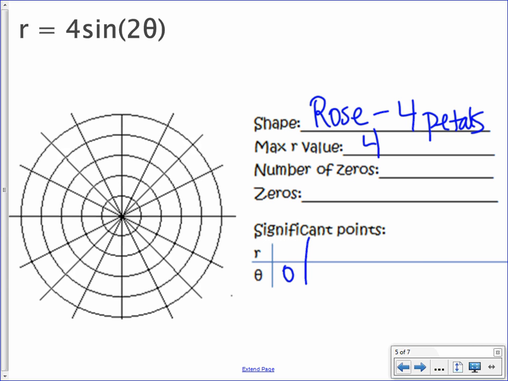Two times 0 is 0. What is the sign of 0? 0. 0 times 4 is? Okay.